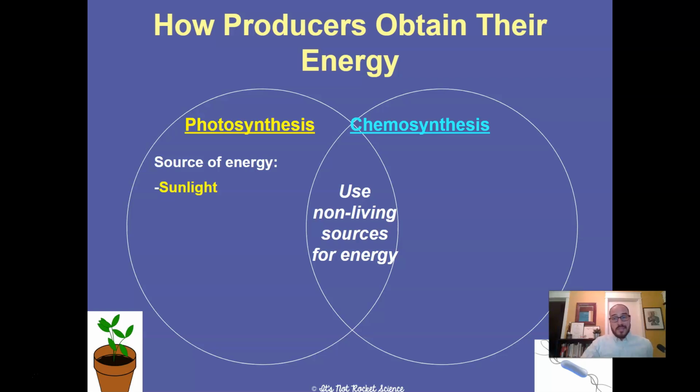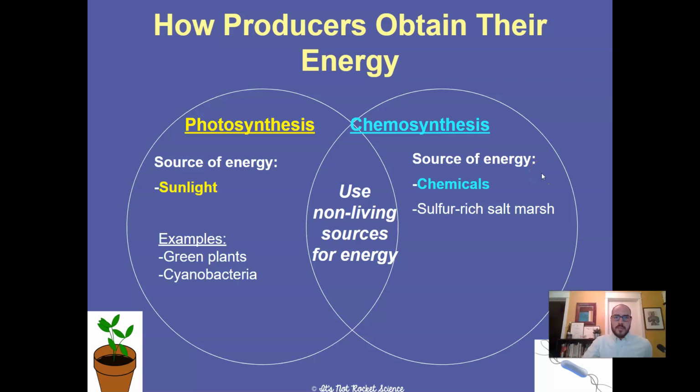So photosynthesis, you already know this, based on sunlight. Photo means light. Synthesis, this means to put together with light. So they're putting sugars together with light. Whereas here, chemosynthesis, this means to put together with chemicals. So they're using sulfur-rich compounds to actually put together things to make sugars.